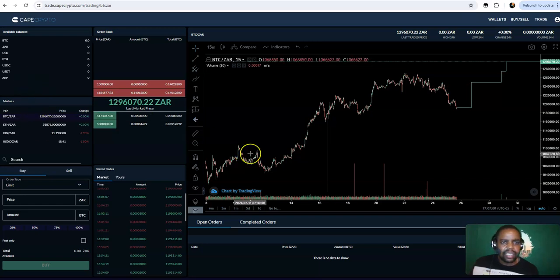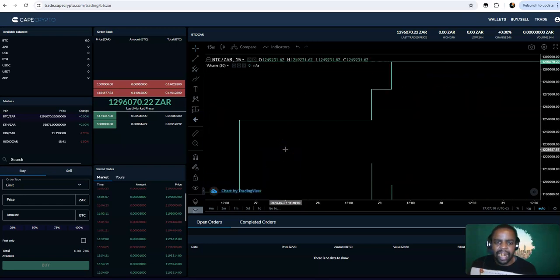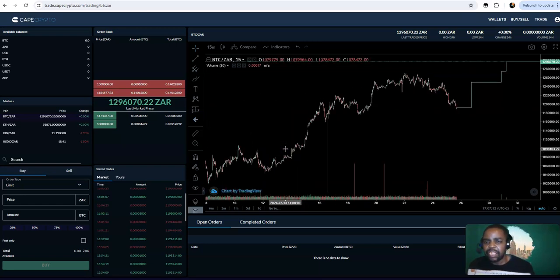Actually, quite interesting. This is a fresh and new exchange. This is Cape Crypto, only for South Africans, as I was saying to you. So we're looking forward to seeing how this exchange is going to fare going forward, especially in this 2024-2025 bull market.